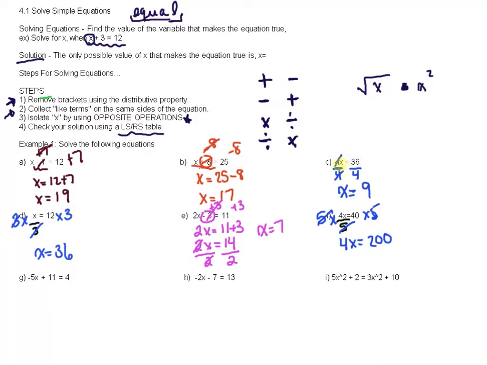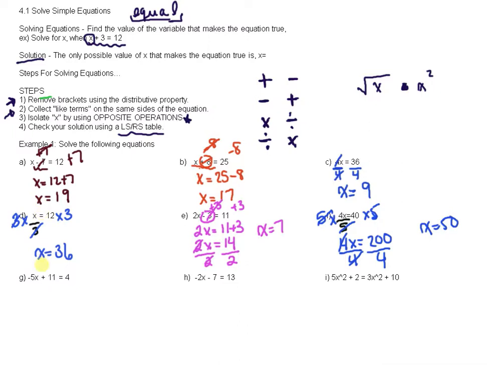Now this is as simple as C, where we see the 4x, they're multiplied, so we do the opposite, we do division. Okay, divide both sides, because what you do to the right-hand side, you do to the left-hand side. I get x equals 50. So all we had to do in questions E and F are simply collect like terms and then divide or multiply out.